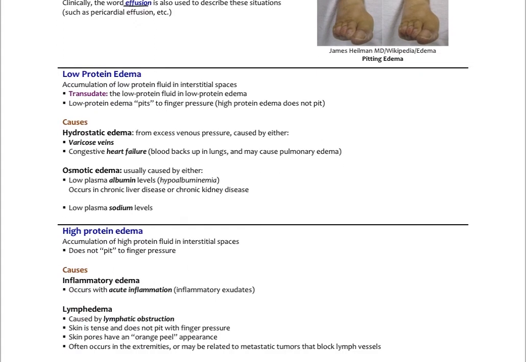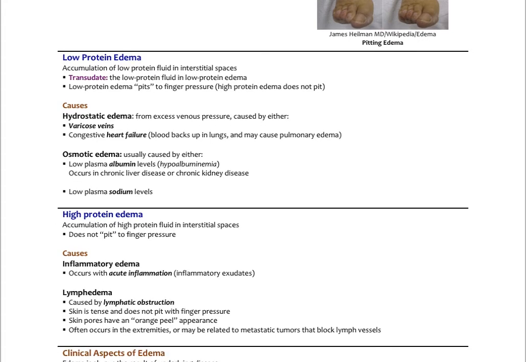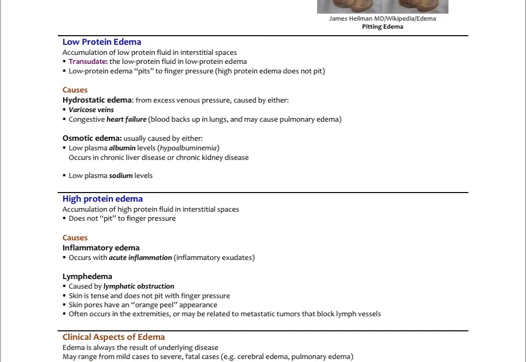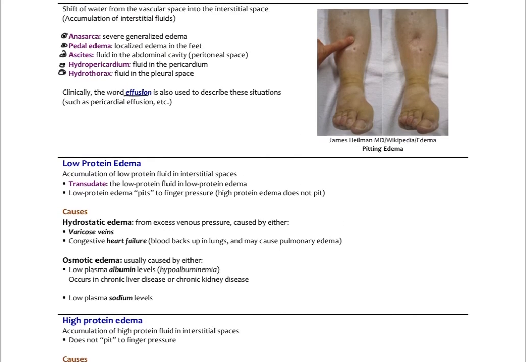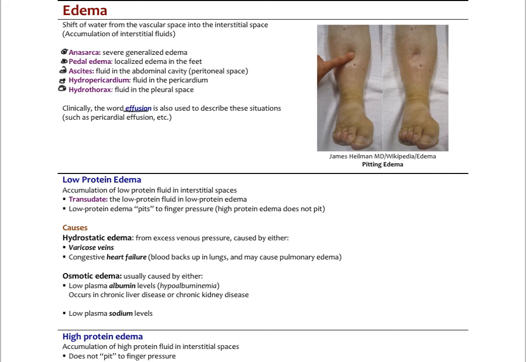There's two different types of edema, and this is important clinically. There is what's called low protein edema and high protein edema. And the difference clinically is that low protein is pitting. So when you press in on the edema and remove your finger, the indentation remains. Versus the high protein edema is non-pitting. You press in, no indentation remains. And that's a really quick clinical assessment we can make.